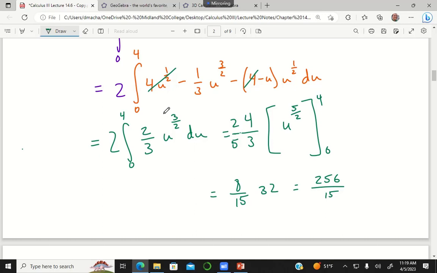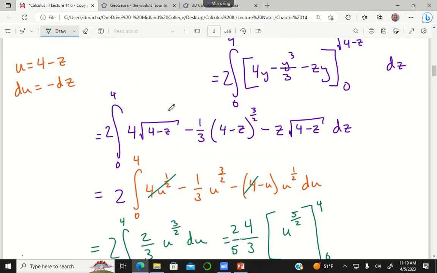Question: whenever we did the u-sub, wouldn't it be negative that we have to pick up? This is dz negative equals du. Yeah, you're right. So yeah, that's fine. Yeah, to answer your question, yes. We put a negative sign here, and then I took it away.